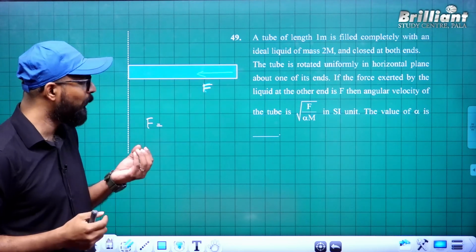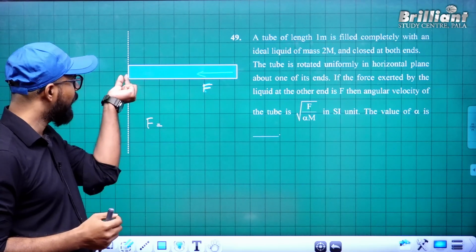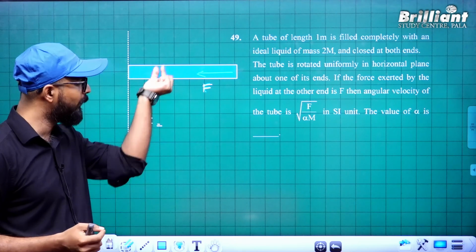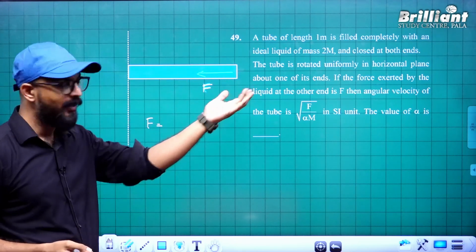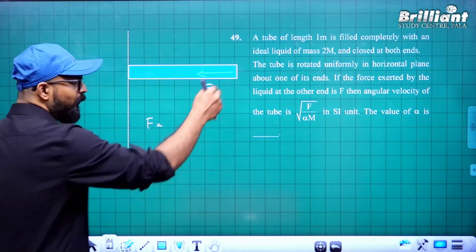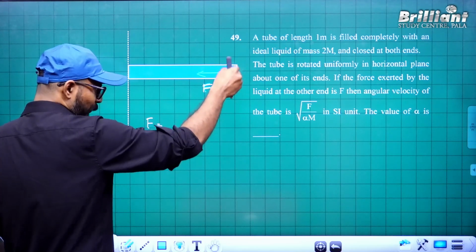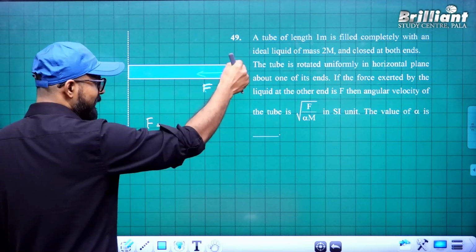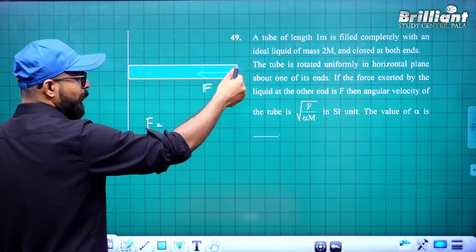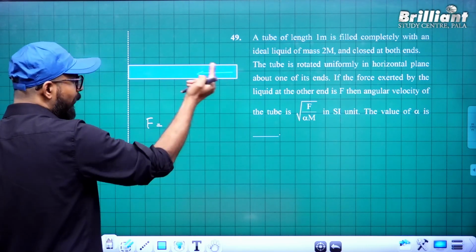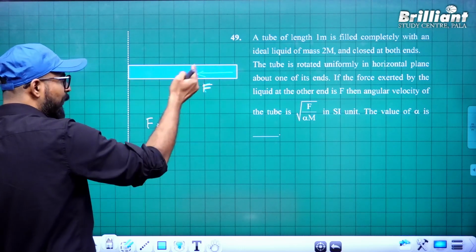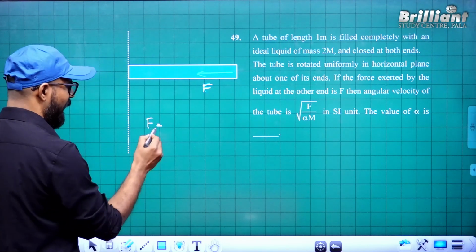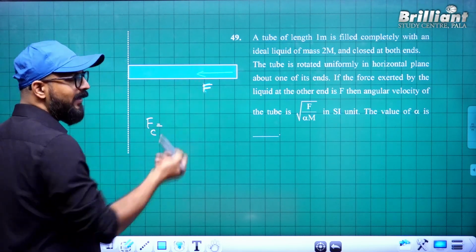But if you notice, the centripetal force required for a tiny piece of liquid over here and any other part of the liquid will be different. The centripetal force required for the tiny mass at the extreme end should be maximum. As we move from one end to the other, the centripetal force keeps on dropping. So how much is the centripetal force required? For that we need to integrate.